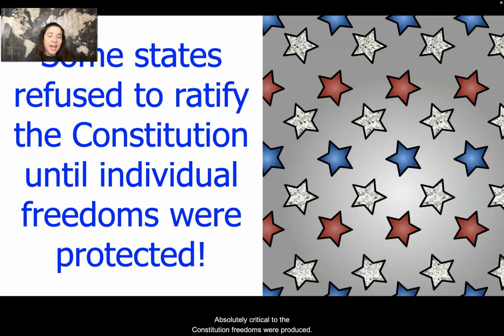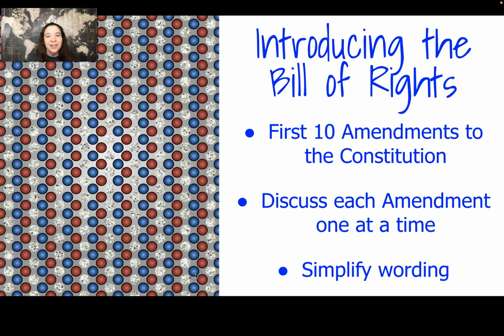The Bill of Rights was absolutely critical to the Constitution because some states refused to ratify or approve the Constitution until those individual freedoms were protected with a Bill of Rights. So the Bill of Rights is what pushed the Constitution into ratification.